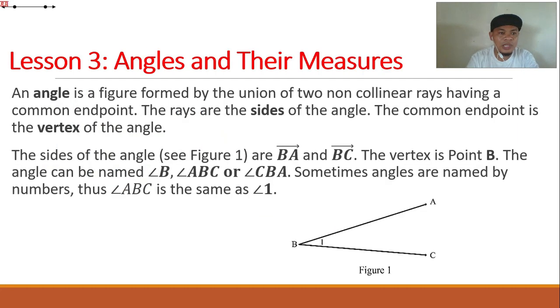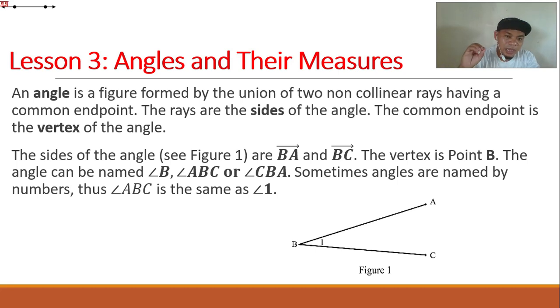So let's go to our lesson number 3, angles and their measures. An angle is a figure formed by the union of two non-collinear rays having a common endpoint. The rays are the sides of the angle. The common endpoint is the vertex of the angle.